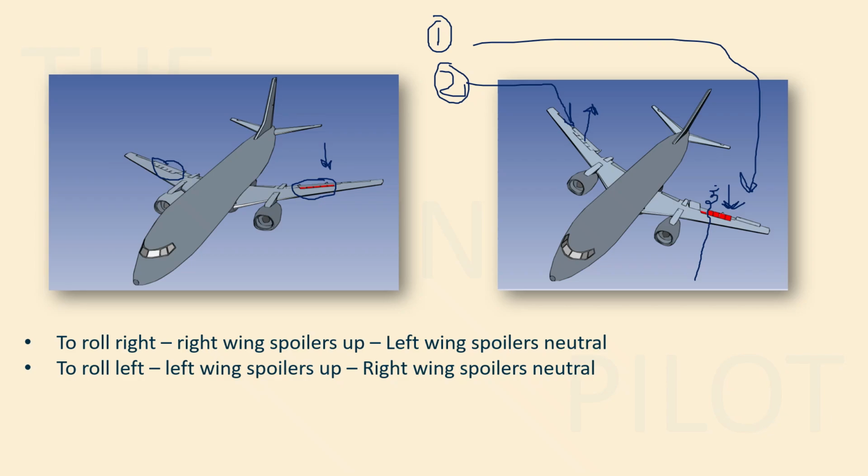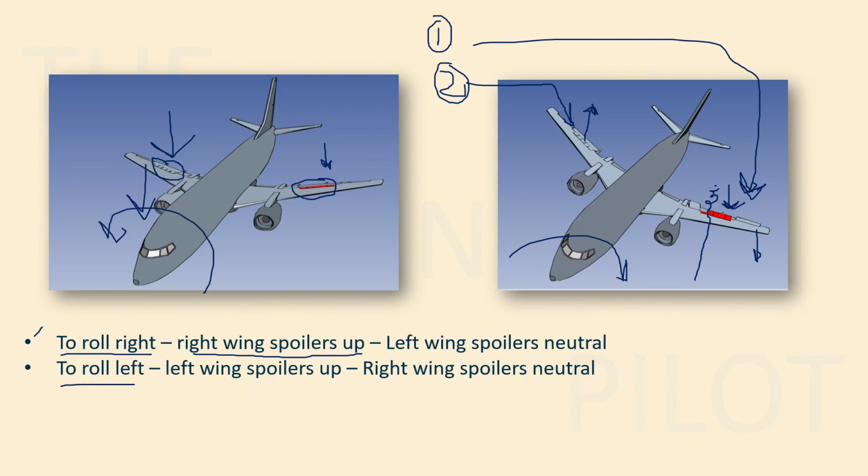So by making the spoilers stand up on one wing, you are able to reduce the lift on that wing, and hence the aircraft is rolling, right? So what is done here to roll right? If you want to roll right, you have to raise the right spoiler up. As you can see, in order to roll to the right, you raise the right spoiler up, which will decrease the lift on this wing, which will move this wing downwards and hence roll the aircraft to the right hand side, right?